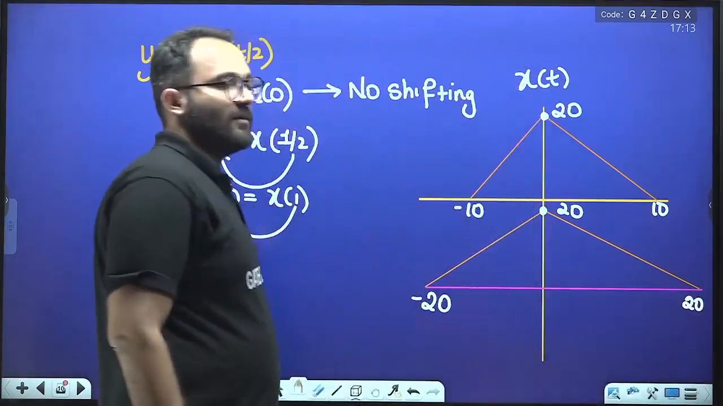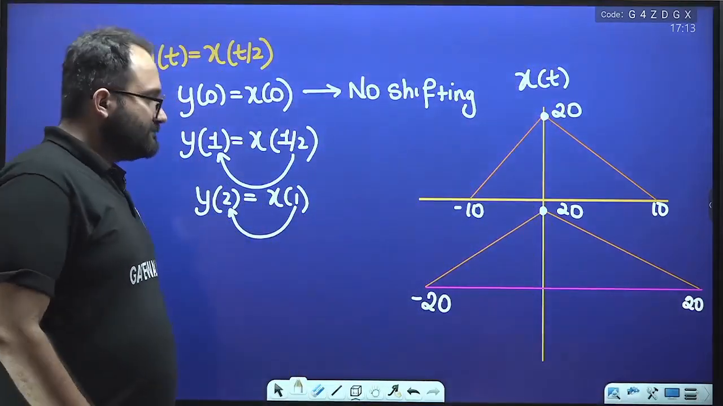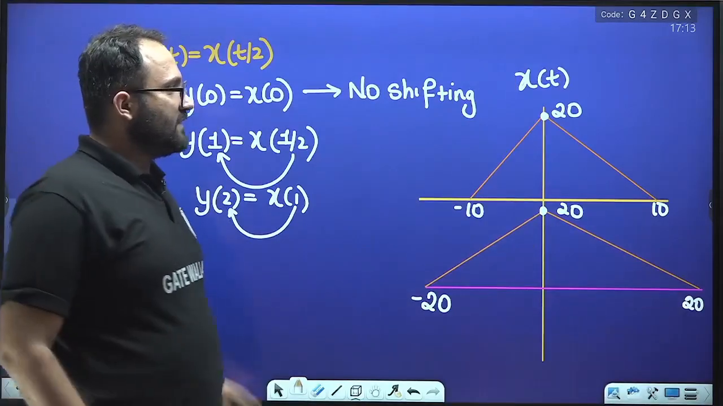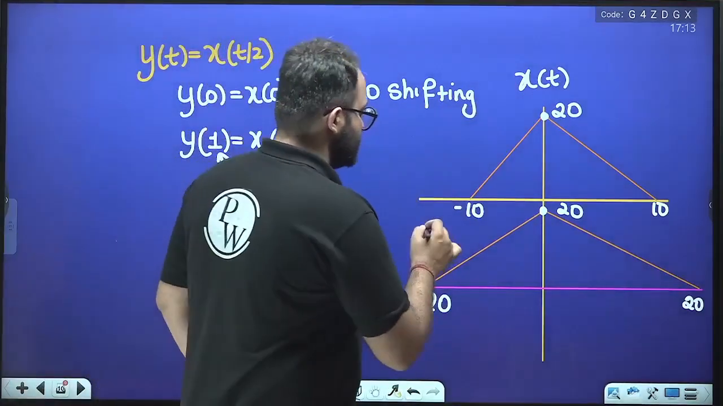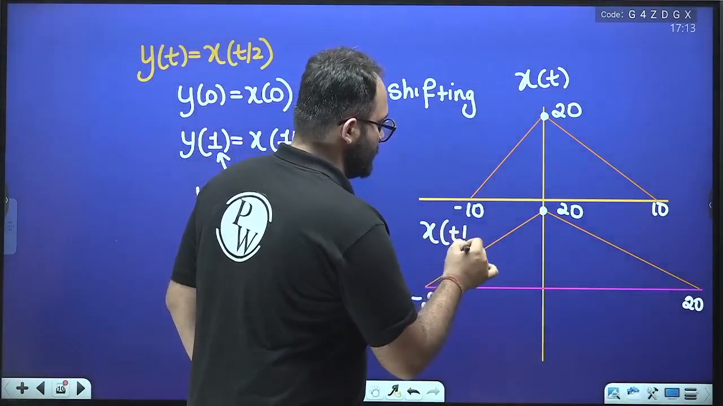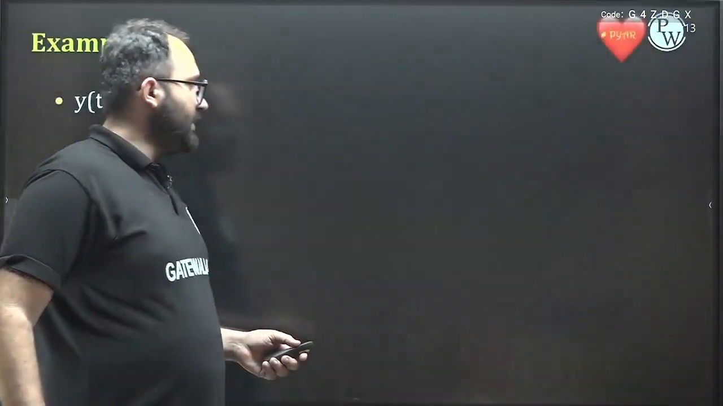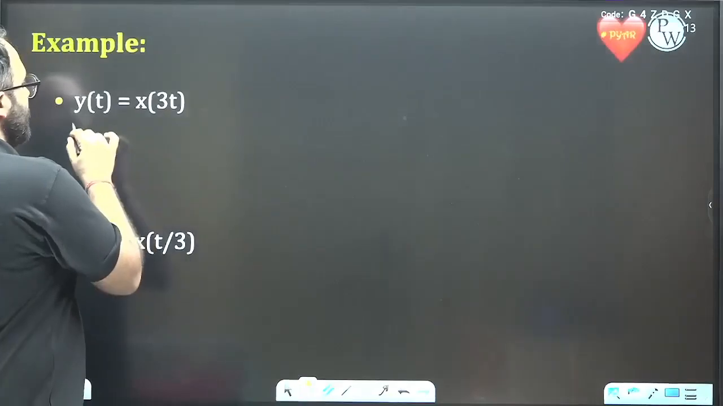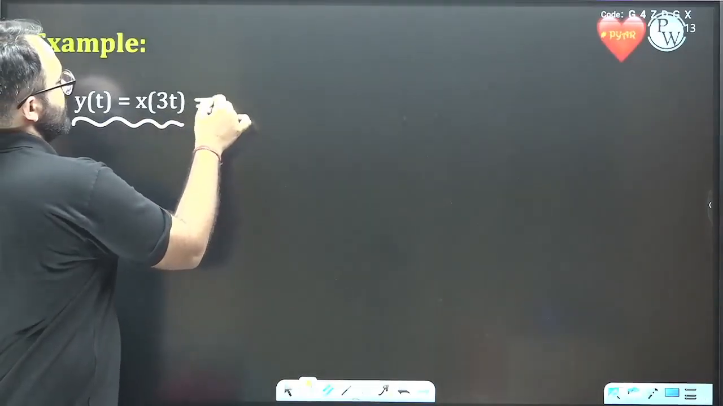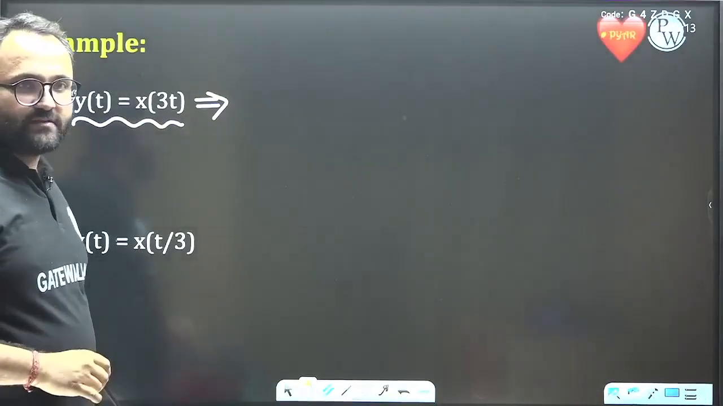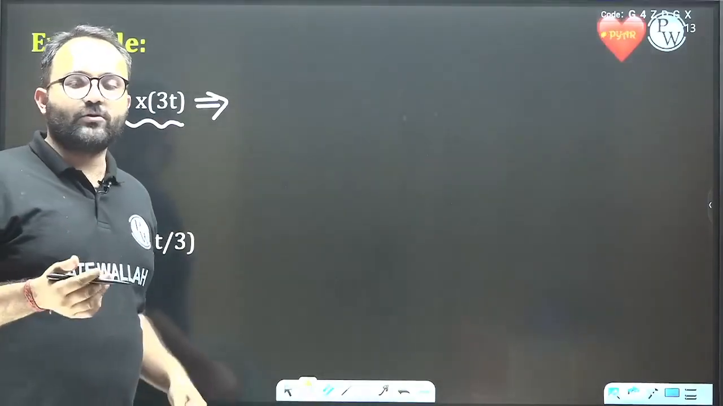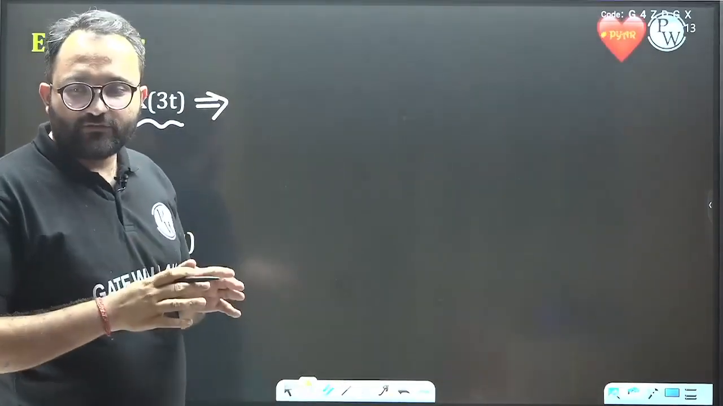I hope all of you are able to do this. Okay. So this is your x(t) and the bottom one is x of t by 2. I hope all of you are able to do this. Great. So here also we can see that the 0 location is not changing. y(0) equals x(0). Thus there is no shifting.